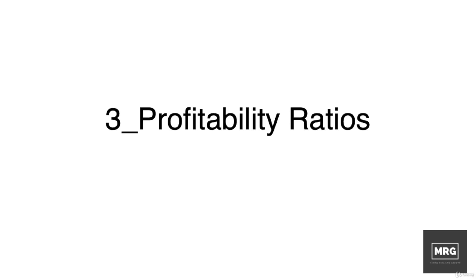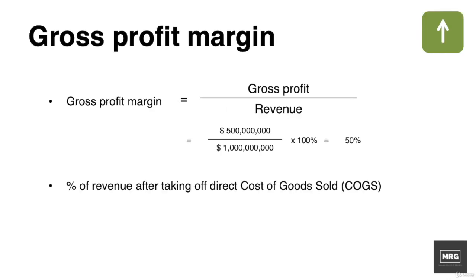Hey, welcome back. Previously, we spoke about liquidity ratios, and in this chapter, we're going to talk about profitability ratios. By definition, this ratio tells us how profitable a company or a stock is. Let's jump straight to it.